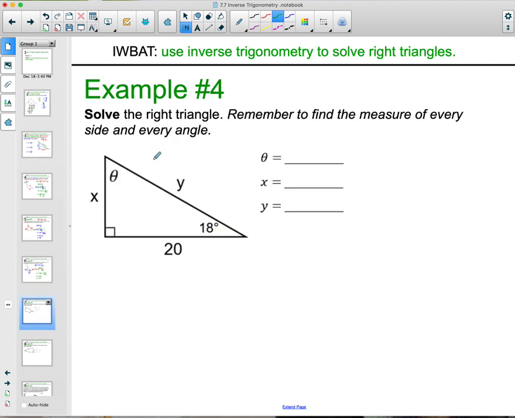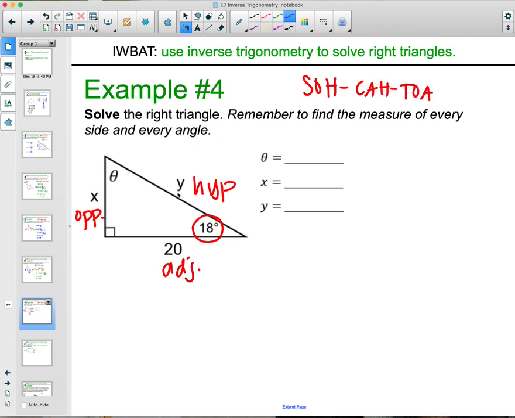All right, solve the right triangle means find all three sides and all three angles. So we need this missing angle and these two sides, okay? So let's go ahead and work with this given angle of 18 to label the sides. So this X side over here is the opposite. This 20 is the adjacent, and the Y is the hypotenuse. Now, in this one, we're actually going to need to solve for two sides, so we're going to have to set up two different functions.